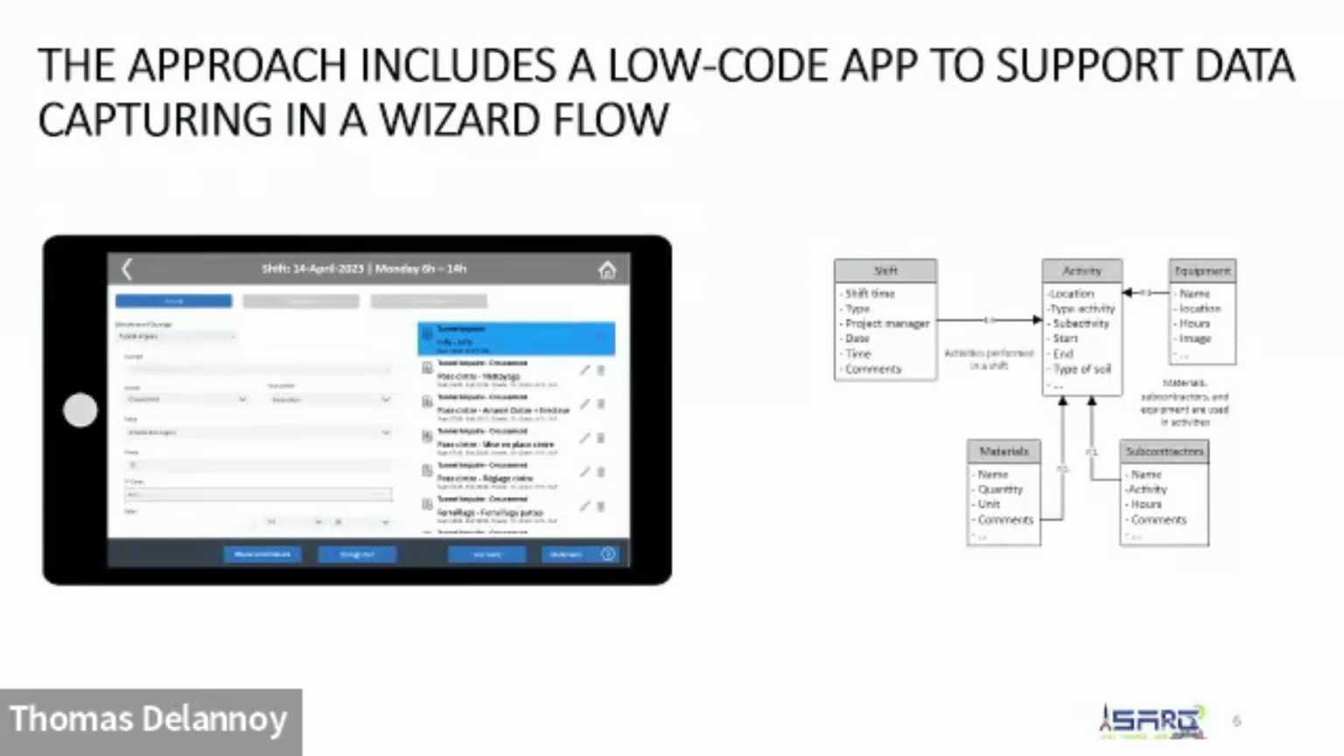The data model that you see on the other side tries to replicate all the different data points that we collected from the interaction with people in the field. Basically, it's all the data that was contained in those paper forms.